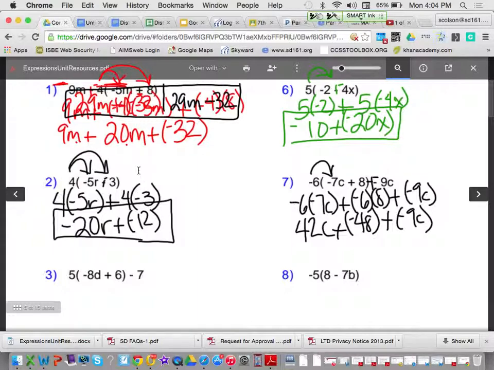All right, so now I have to think about my integers. I have a positive 42 and a negative 9. I'm combining them, so I'm going to reduce the amount of 42c's that I have by 9, which is going to give me 33c's plus negative 48. Are we okay? All right, give me one moment here to move this stuff around.